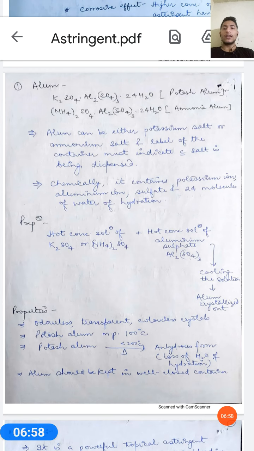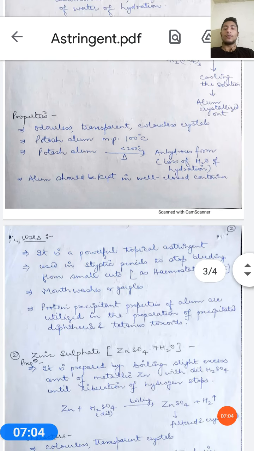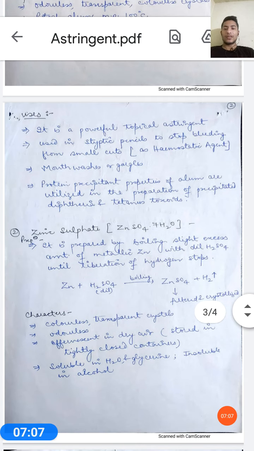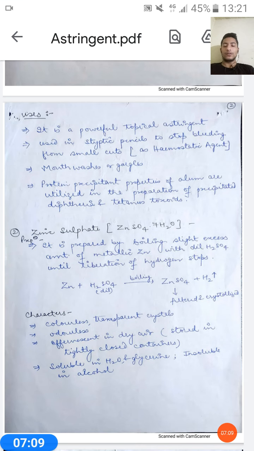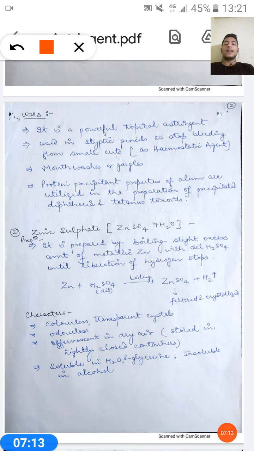So what did we study about alum? It contains potassium salt, ammonium salt, then its preparation and properties. Now we have to discuss the uses. It is a powerful topical agent. Topical means skin, they act on the skin and constrict the skin. Use as styptic. Styptic means, as I told you, to stop the bleeding from small cuts. As hemostatic. Hemostatic means similar, it will also stop the bleeding from small cuts.